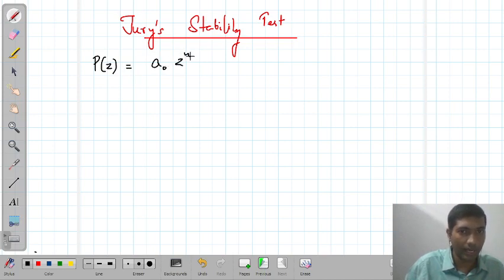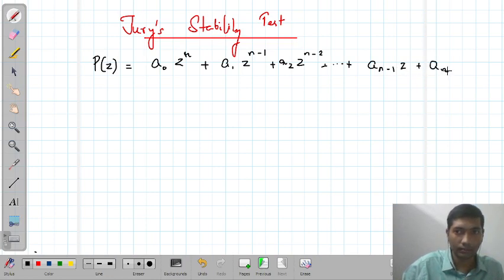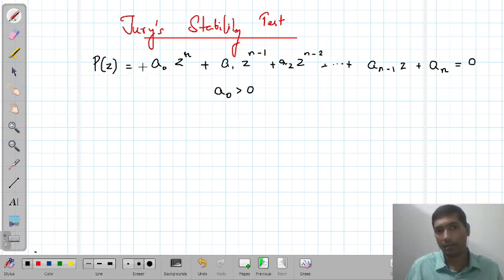a0 z raised to n plus a1 z raised to n minus 1 plus a2 z raised to n minus 2 plus etc., up to the second last term being a(n-1) z plus an. This is the characteristic equation, and this is equated to 0. So this is an nth order polynomial, and we require this a0 to be a positive value. If it is negative, you can multiply throughout by -1 to make it positive. So this a0 needs to be positive.